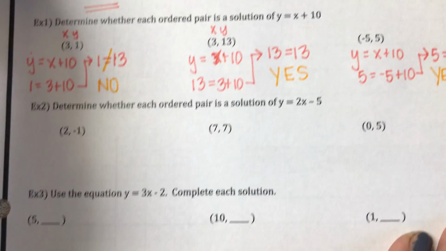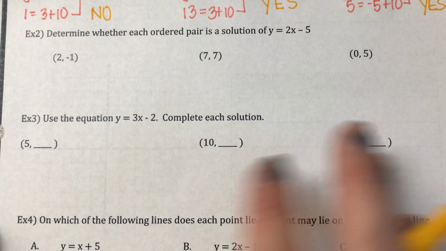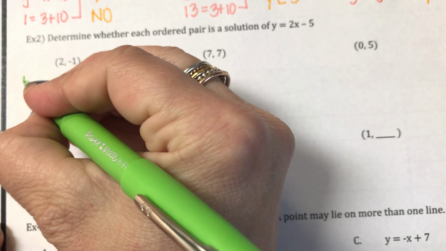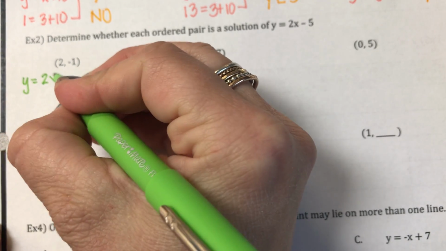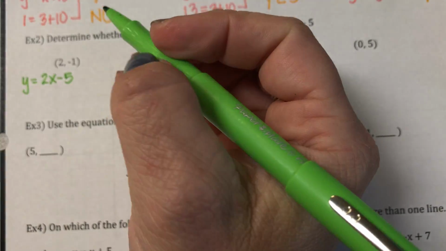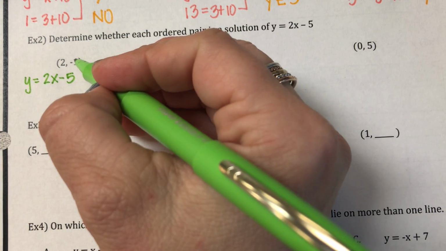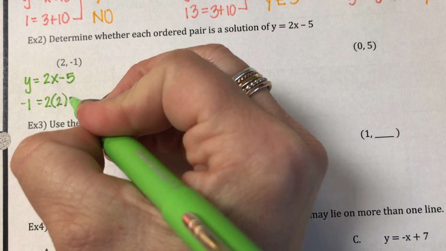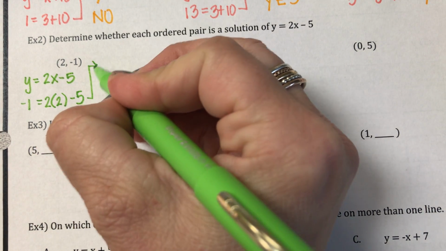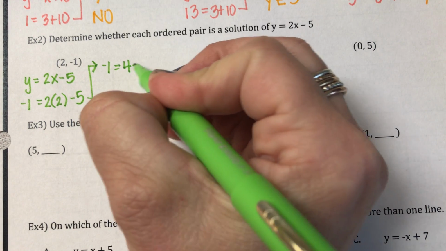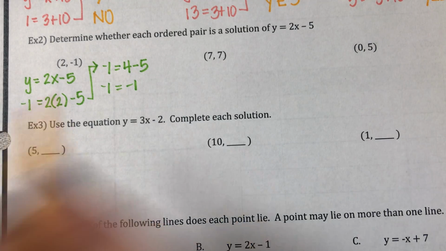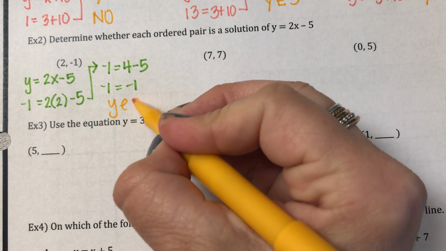Okay, let's look together at number 2. We're going to do the same process, but this time our equation is y equals 2x minus 5. So does y equal 2 times x minus 5? In this case, our x is 2 and our y is negative 1. So does negative 1 equal 2 times 2 minus 5? So does negative 1 equal 4 minus 5? What's 4 minus 5? Negative 1. So negative 1 equals negative 1, so that's yes.